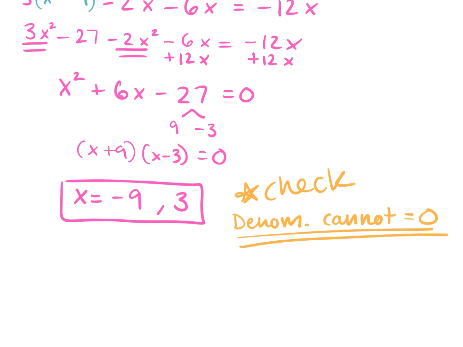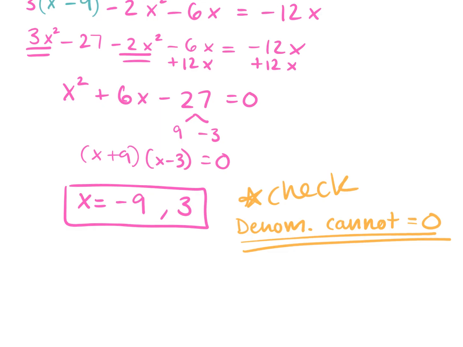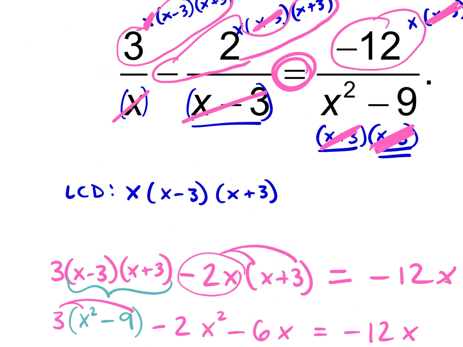So you don't have to plug it all the way in and work the whole thing out. We just need to lightly plug it into the denominator and see if it gives us 0 in the denominator, it is not a solution. So let's start with -9. So I'm going to go up here. We're plugging it into our denominators.